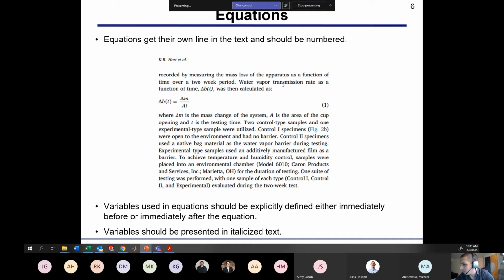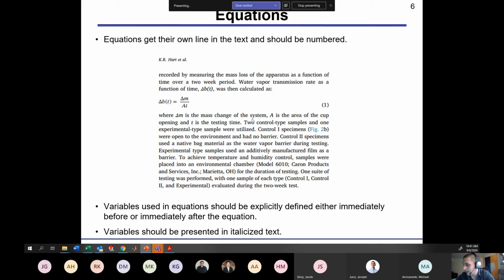Here's an example. Water vapor transmission rate as a function of time, here's the variable that I described, was calculated as, here's the equation that I used. And I describe each one of the variables in that equation using English. Delta M is the mass of the system, capital A is the area of the cup opening, and T is the testing time. All right, so all the variables that are in this equation are described in the text using words for people to understand what they are.